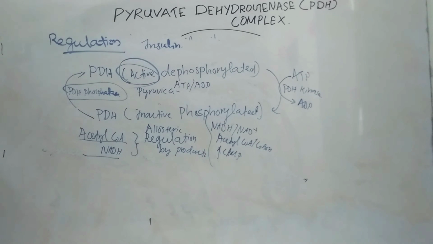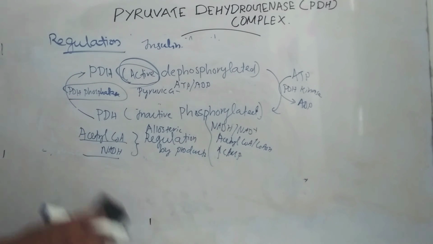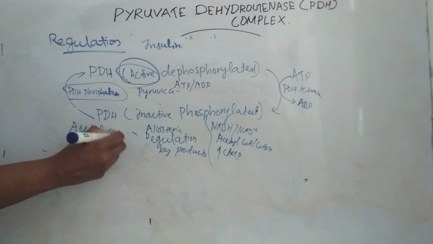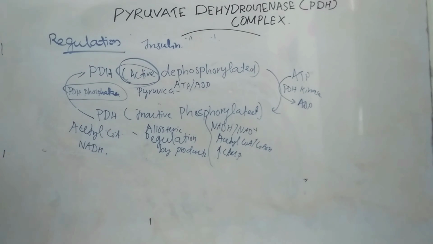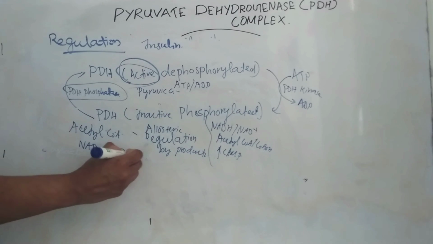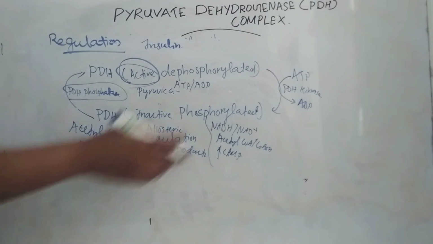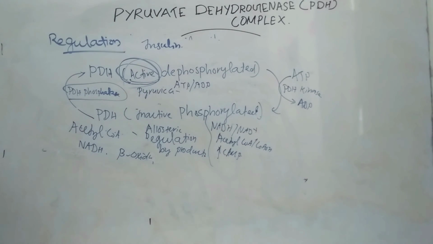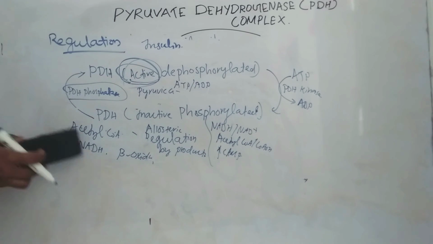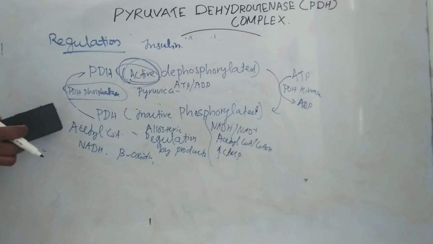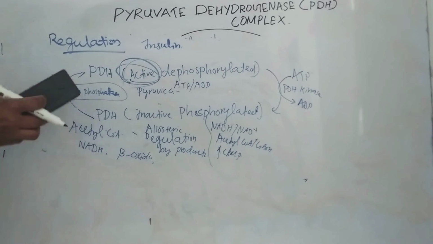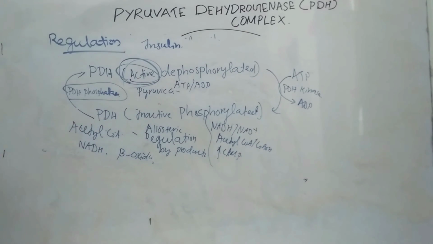Then in starvation and diabetes mellitus, acetyl CoA and NADH are produced by beta oxidation of fatty acids, which will activate PDH kinase. So there will be a decrease in the active form of PDH.